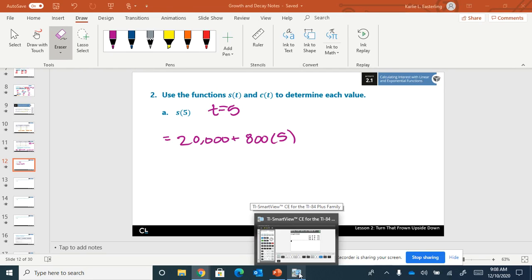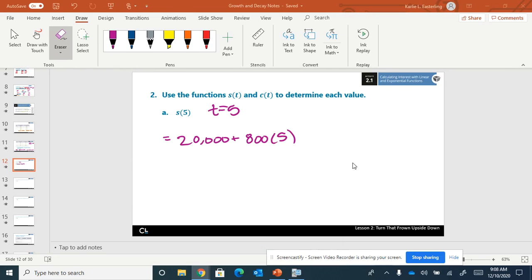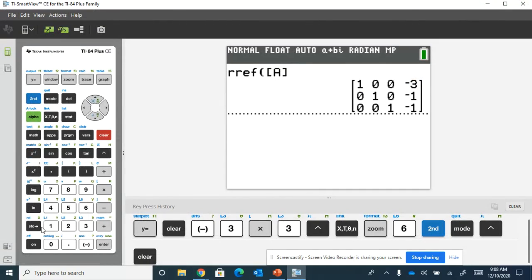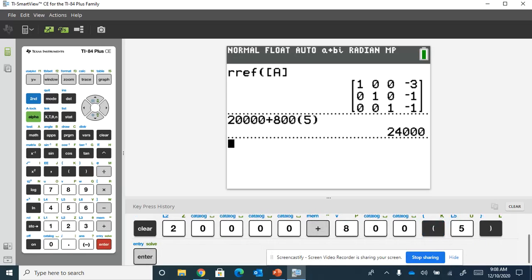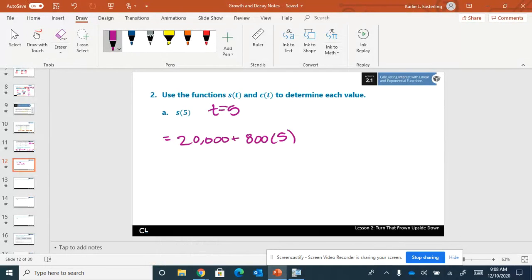All right, so we're going to go and plug this in our calculator, which if you are in the textbook, it says A on this PowerPoint, but S of 5 is actually D in your notes. So what you're going to want to do is come to your calculator, 20,000 plus 800 times 5, and you get $24,000.